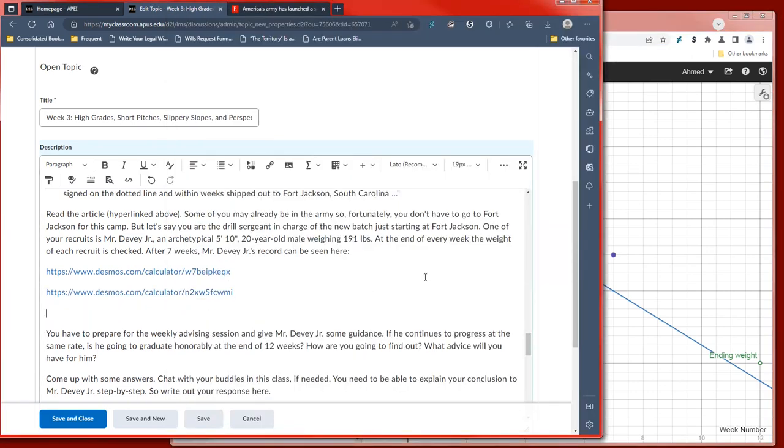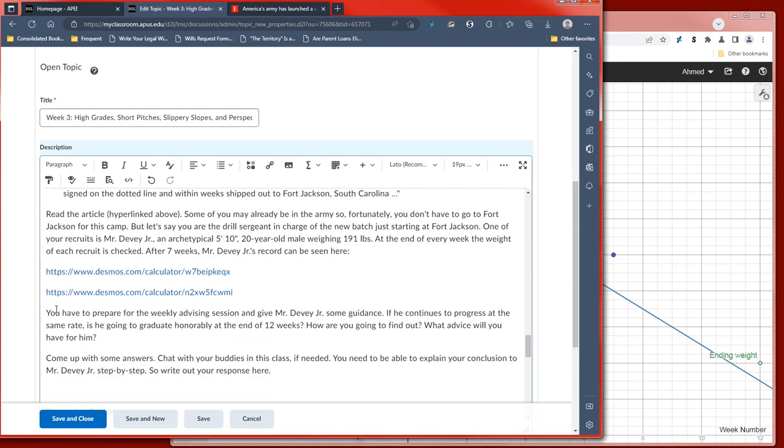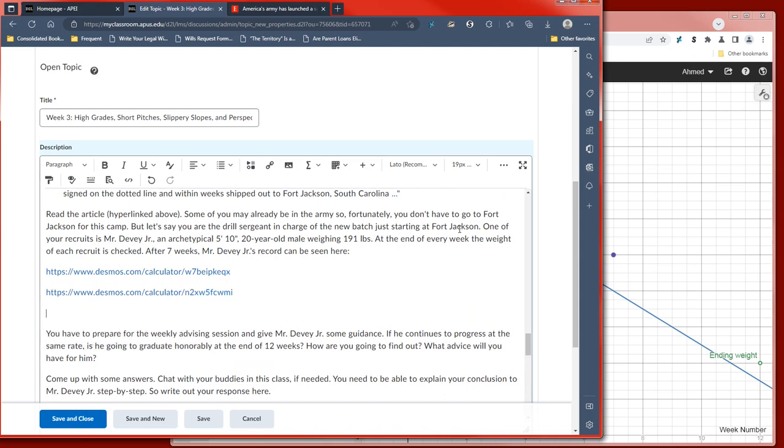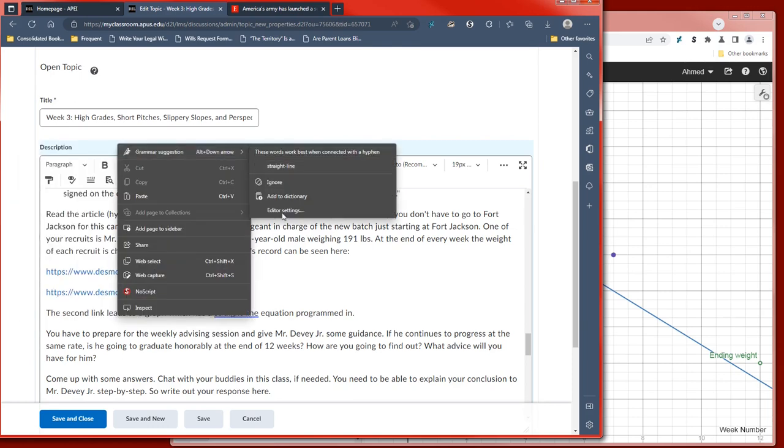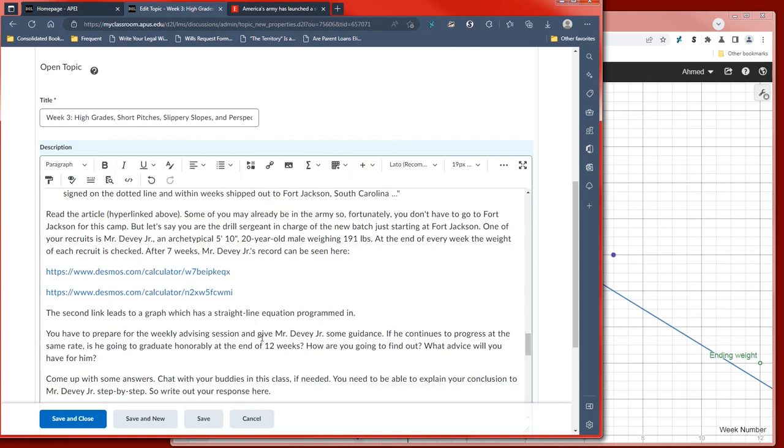Now it's already hyperlinked. So those are not things that you have to worry about. I'm just going to add in a line saying the second link leads to a graph which has a straight-line equation programmed in. And now I'm going to right click on here just to correct the spelling. Fine, I'll accept the suggestion from the browser to put a hyphen in. That's fine. It's okay. Now we save and close.